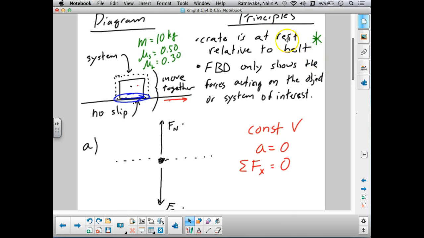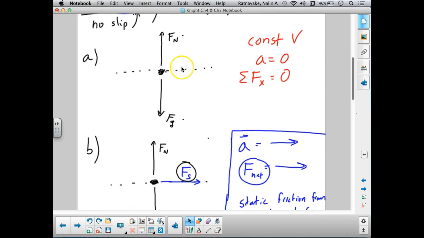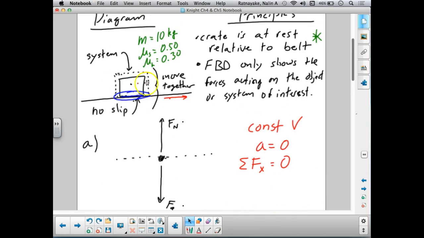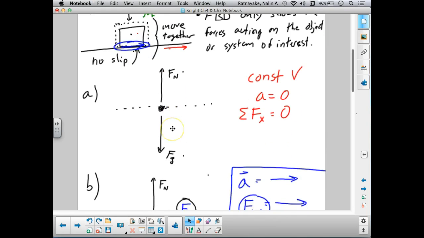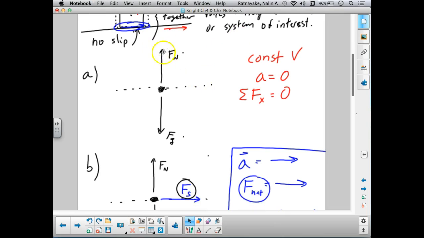Principles, the crate is at rest relative to the belt, and I have to remind myself that a free body diagram only shows the forces acting on the object or system of interest. It's really tempting to consider the belt and the crate together and draw some force over here on part A, and some force on the back, but that's not true. We're only considering this object, and I think A was probably the most confusing part of this problem, to imagine that even though this object is moving, there are actually no forces on it from either side.